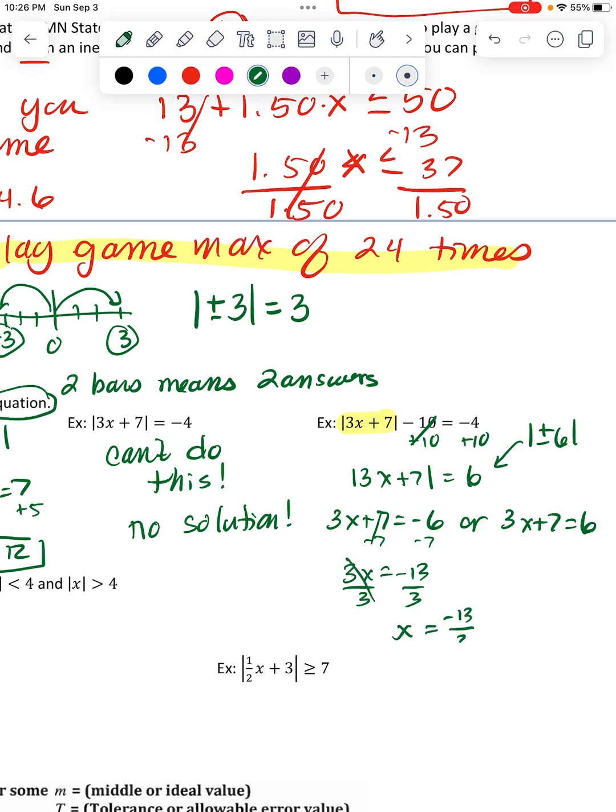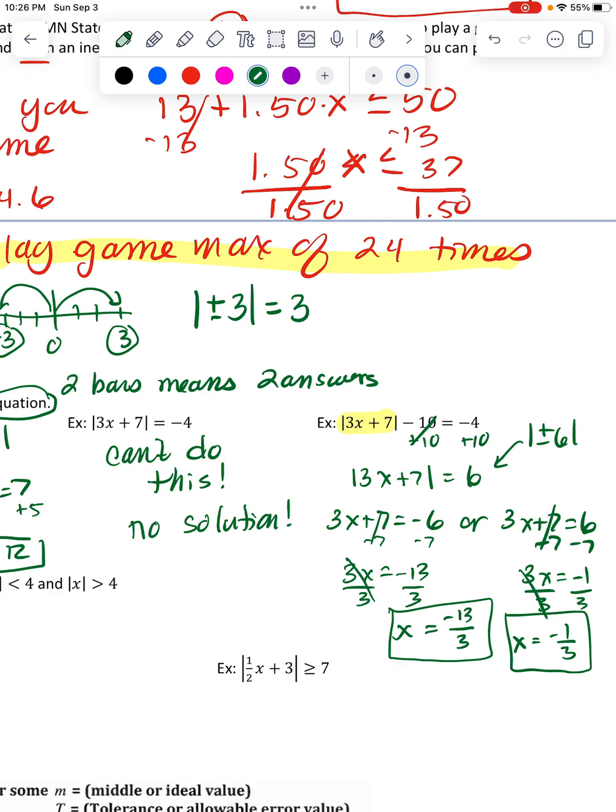There's not really a reason to turn that into a mixed number or a decimal or anything else. As you get higher in math, we just really leave them as fractions and improper fractions, so we just are going to leave it. I go over here and I solve the other option. And when I divide that by 3, I get that x could equal -1/3. So my options in the end are that I could have negative 1/3 or negative 13/3 and still end up with the proper answer.